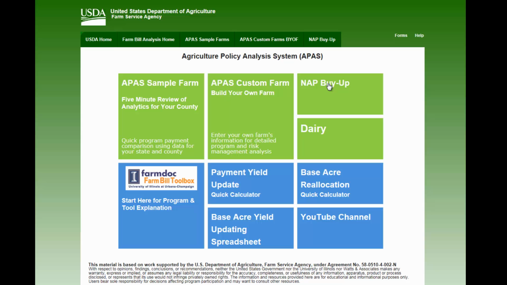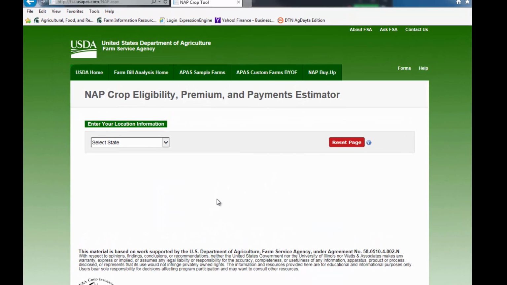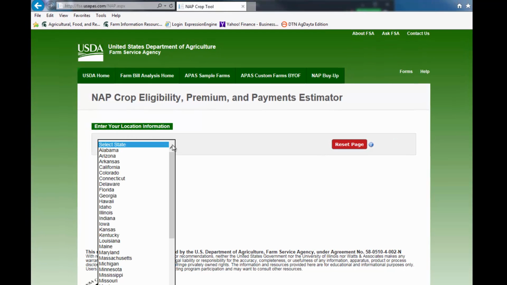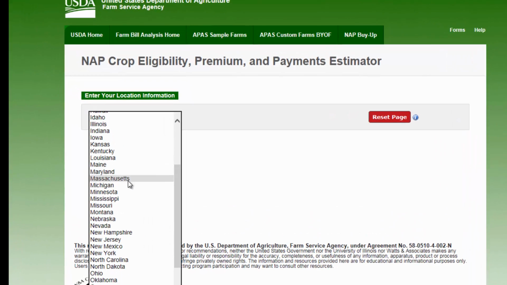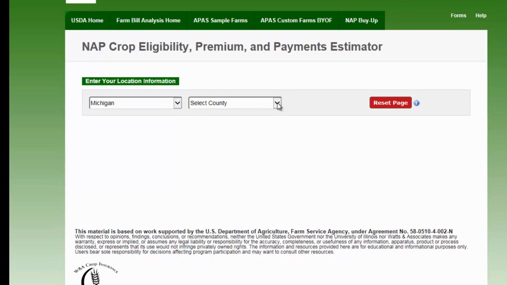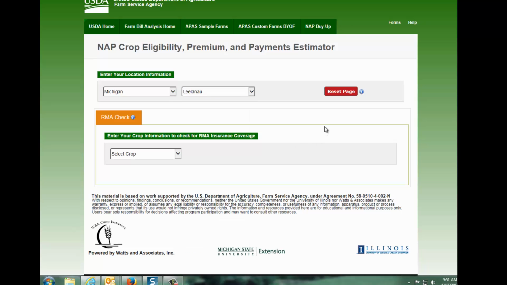So we click on that, and it comes to this page here. This page is to help you try and figure out whether your crop is eligible, the premium, and then an estimate of your payments. So let's go through an example. First, we need to select the state, and we're going to use Michigan in our example. Then you need to go to a county, and we're going to use Leelanau, Michigan, as the county.